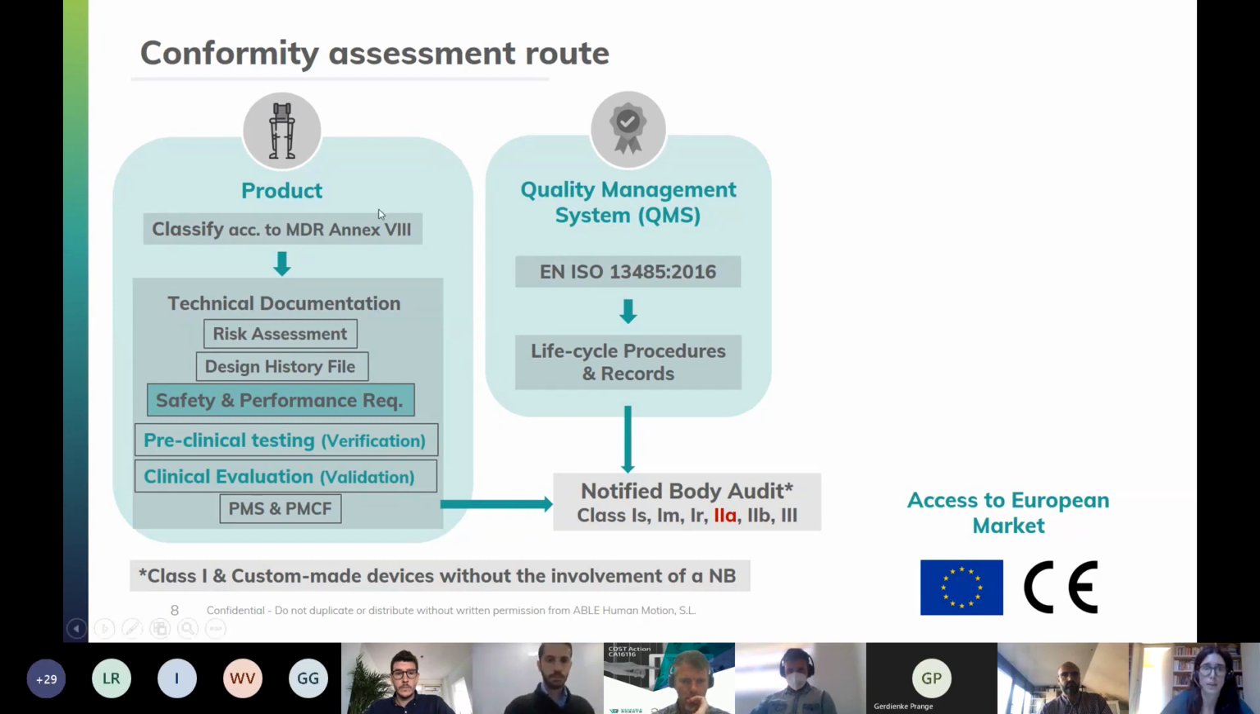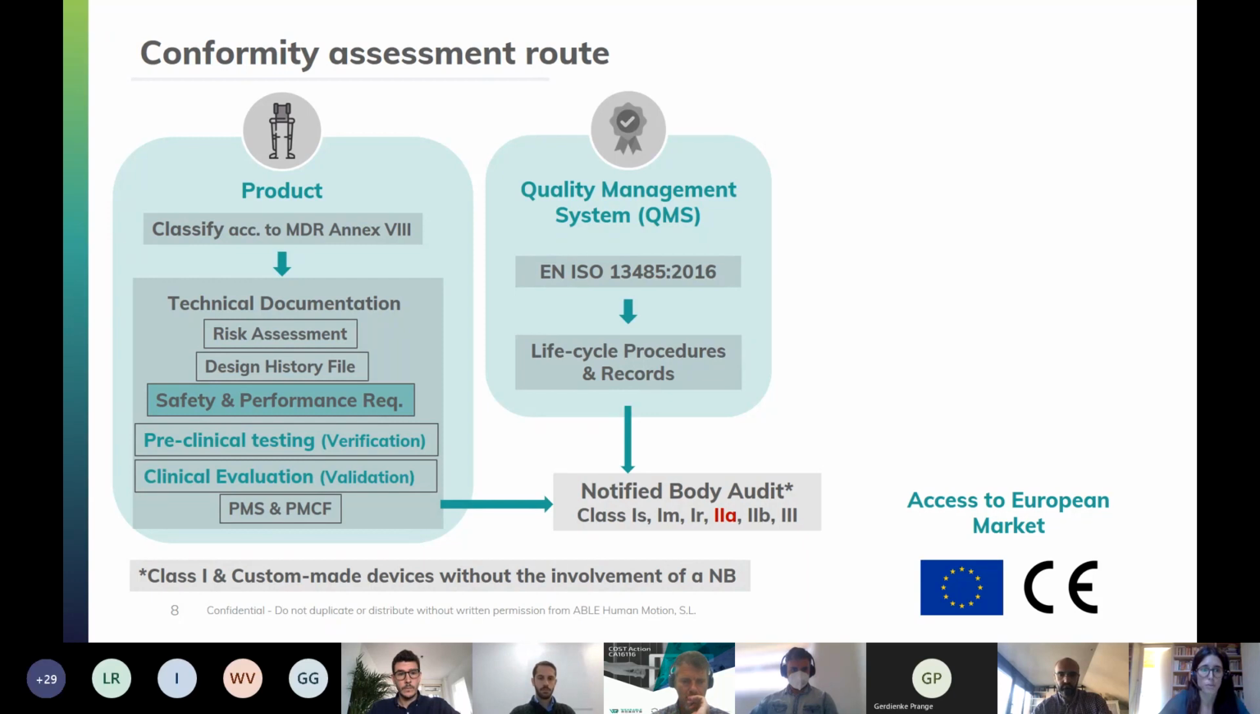And besides having this QMS in place, we also need to focus on our product and on preparing its technical documentation. And the contents of the technical documentation will depend on the classification of our product according to the risk. But we've said that most likely exoskeletons will fit into class 2A. And some of the contents of the technical documentation would be the ones that you can see here in the slide. There's a lot more, but I haven't included all.